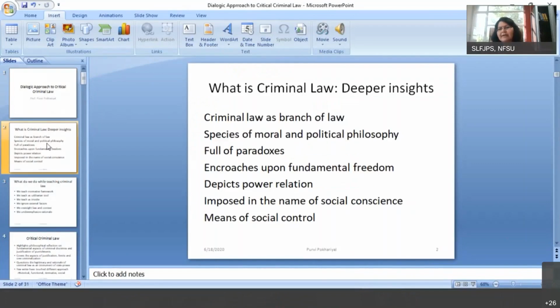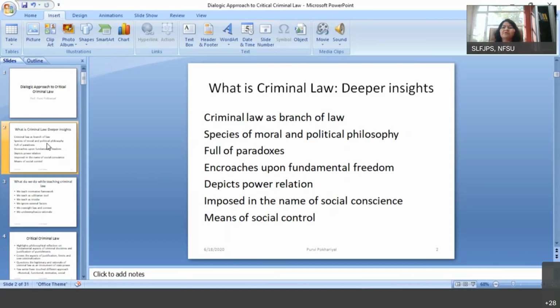So before we understand the criticality of criminal law and then try to understand the dialogical approach and how do we measure this dialogical approach to the criminal law in the Indian context, let's try to understand what it is all about. Criminal law, we all understand, is a branch of law, and as Professor B.V. Pandey always used to say, it is a species of moral and political philosophy.